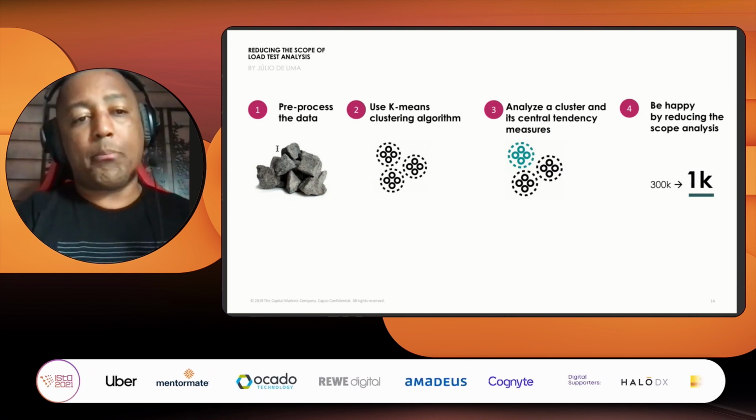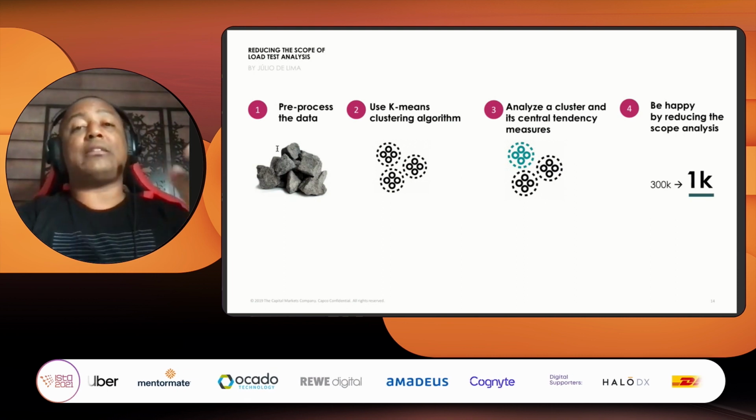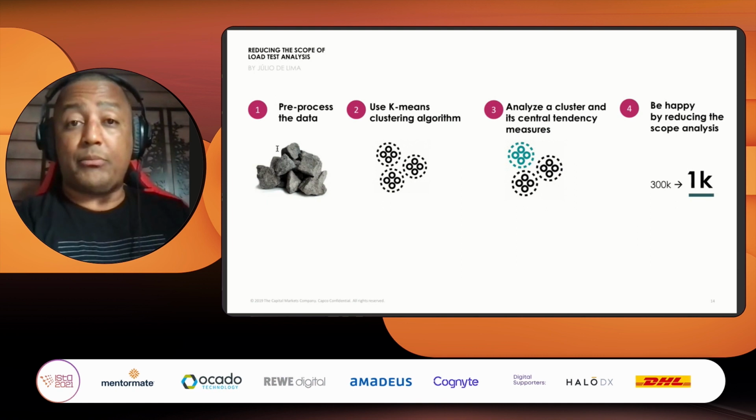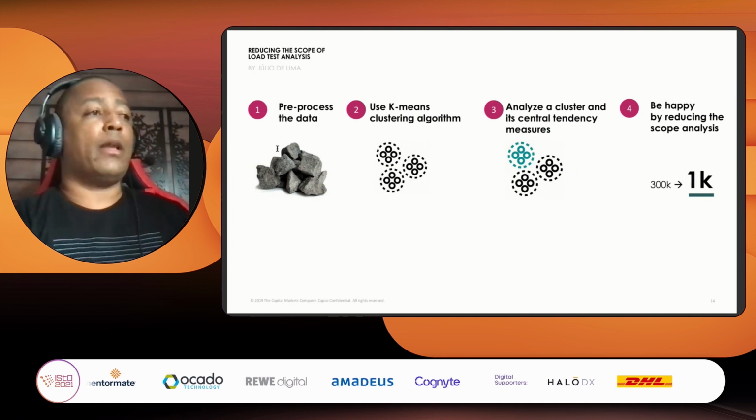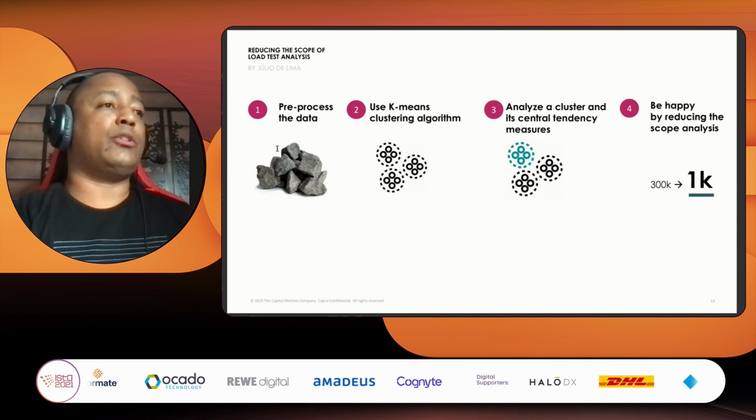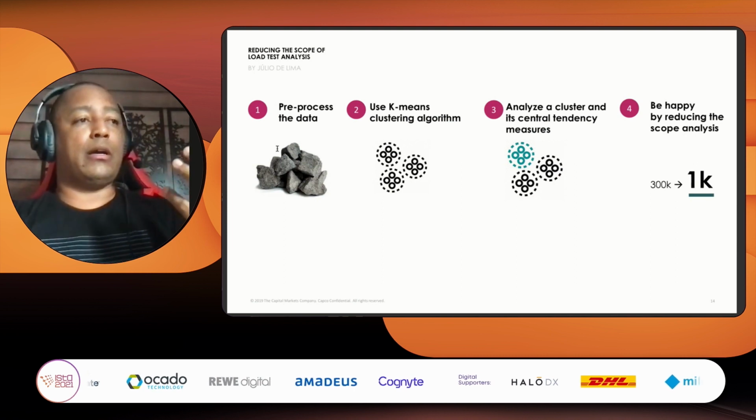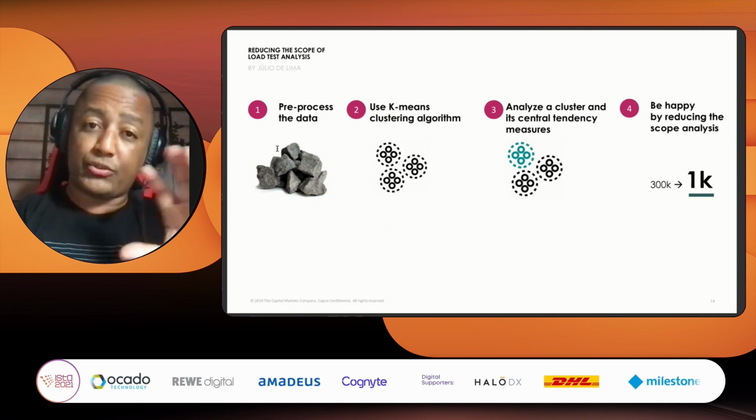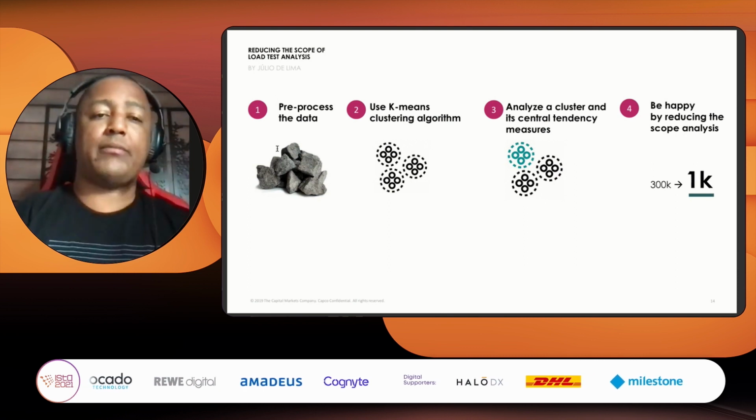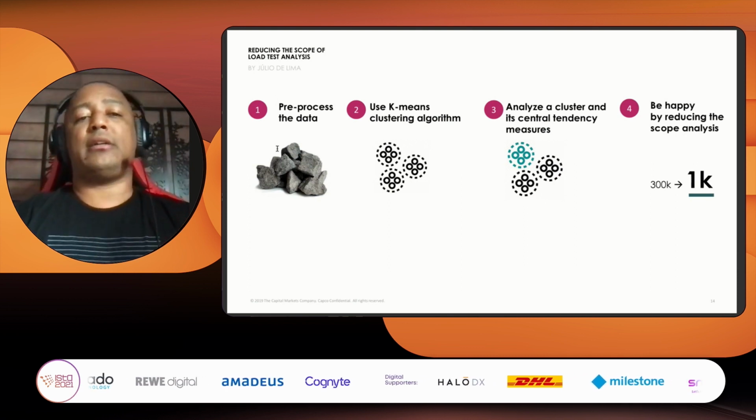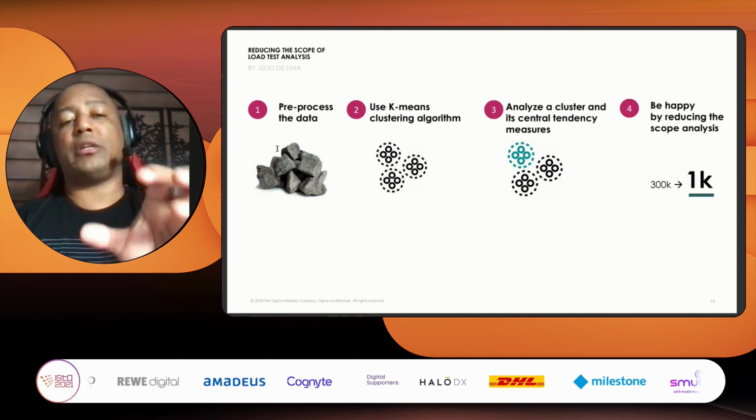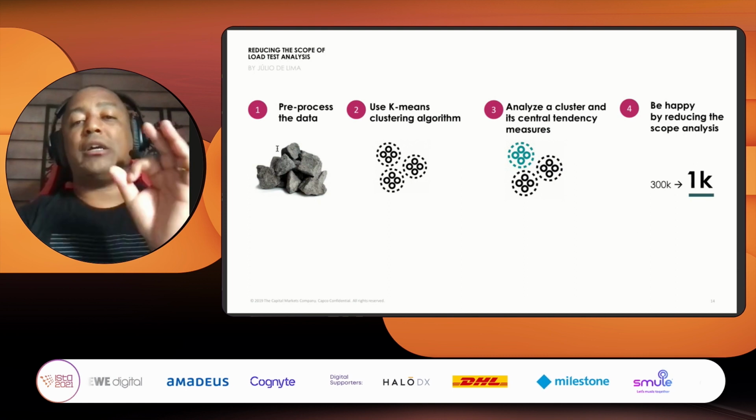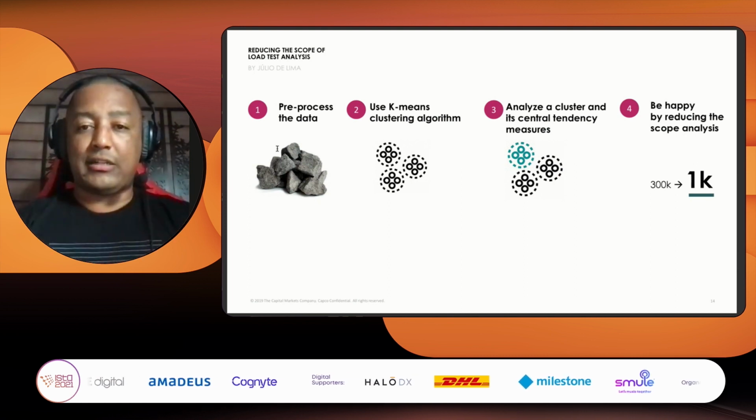So I created this solution. First step, pre-process the data. I need to get the data from JMeter to pre-process. That is a term used in machine learning that means, how to say, having data with more quality. So I need to handle the data. And then after that, I need to use the k-means clustering algorithm. And then after that, I need to analyze the clusters.